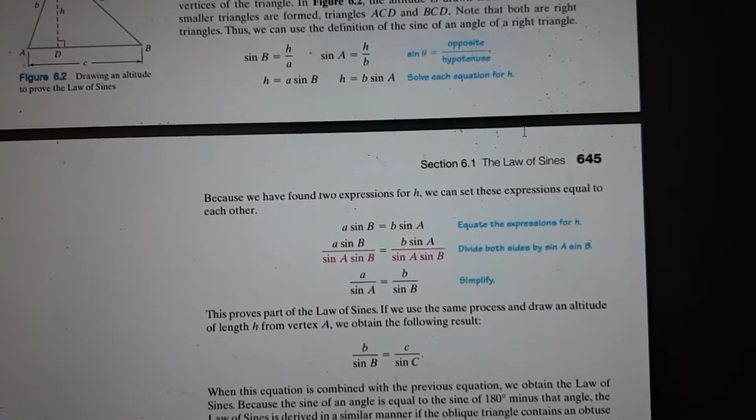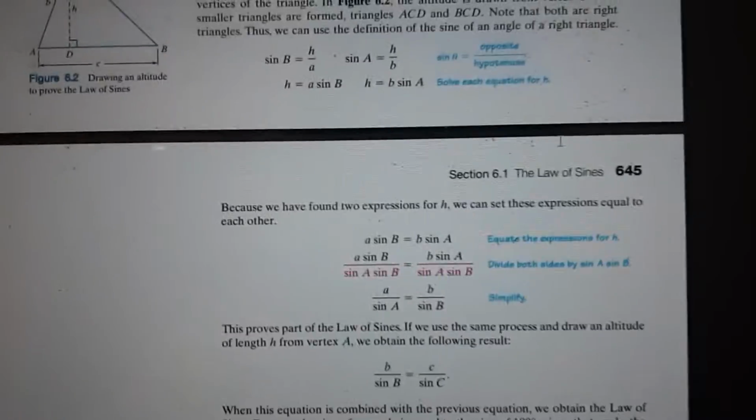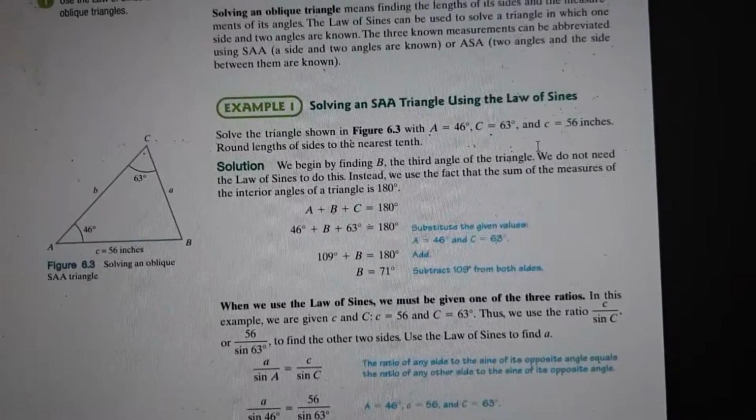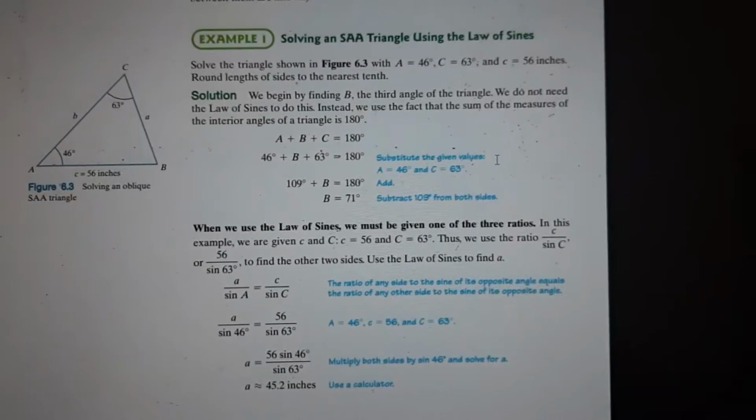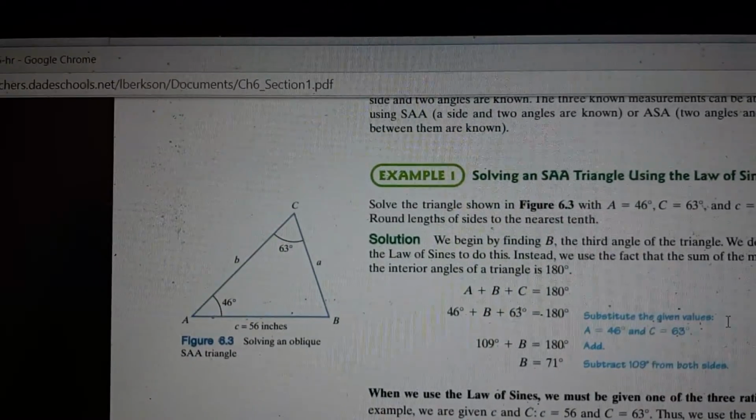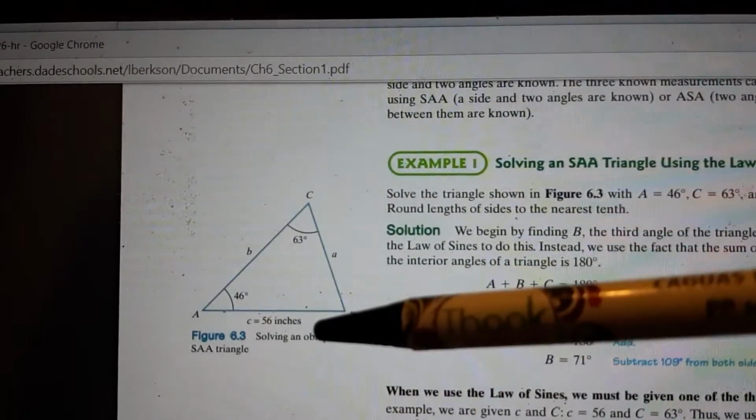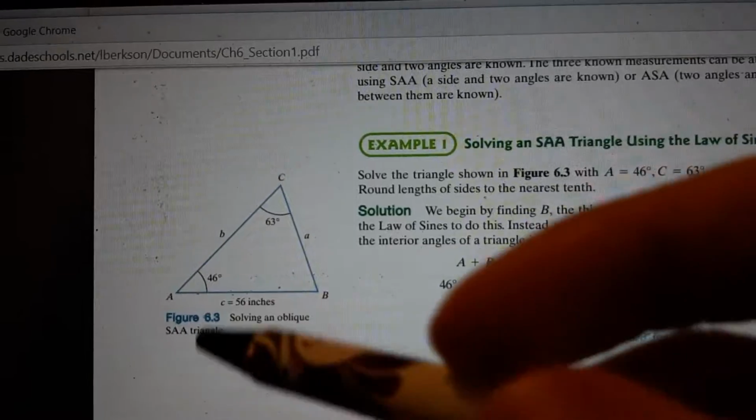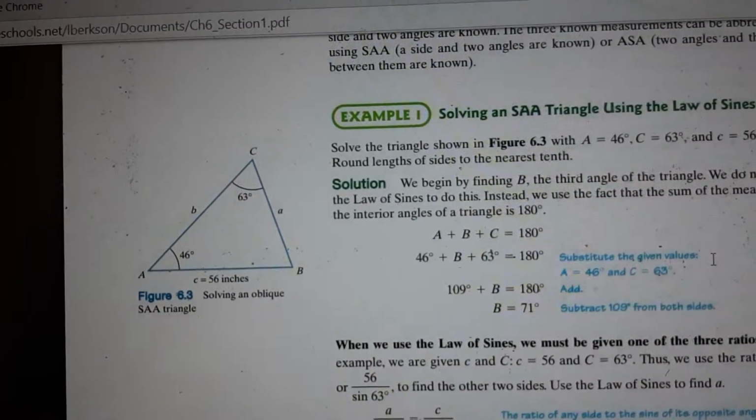All right, so how does that work? Well, let's explain an example problem, and then we'll solve one. So here we have our original triangle. Before we start with this, what do we use the law of sines for?